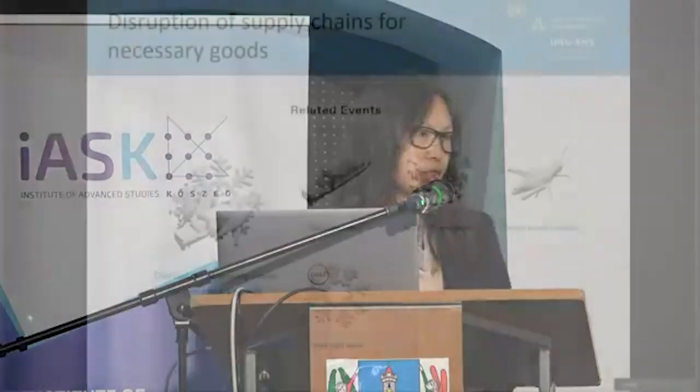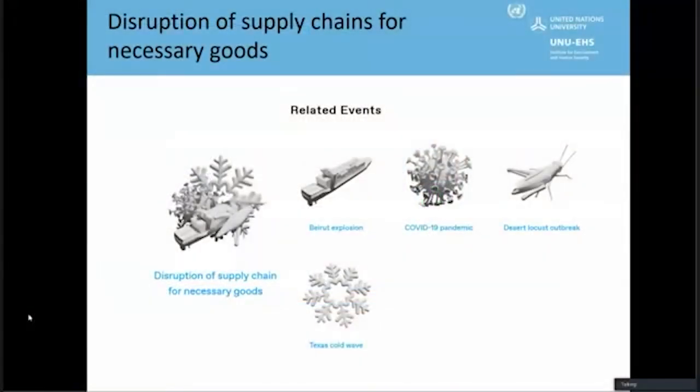We mentioned just a little bit about disruption of supply chains. For us in Europe, it might be toilet paper, might be a blind activism in buying canned food. But in the Global South, it's a very different story. For example, in the case of desert locust outbreak, simply people did not receive any more pesticides, so they couldn't deal with it. The supply chain was broken.